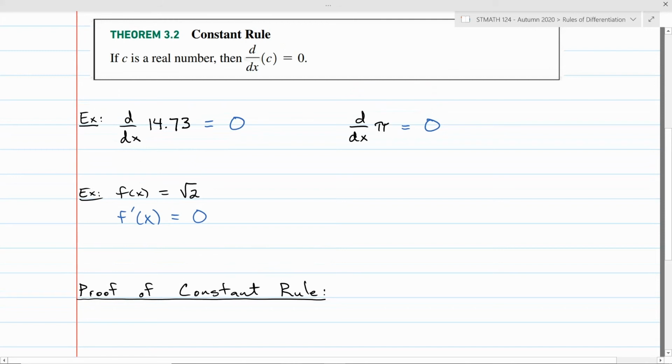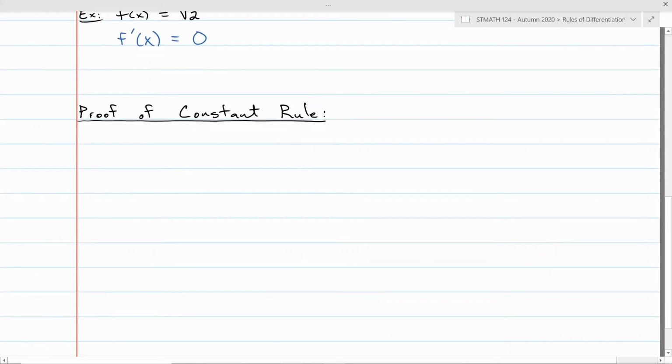I'm not going to go through and prove every rule that we come across, but I will prove some of them because I want you to get connected back to the definition of things and understand that all these rules can be deduced. They're not magical. So why is the derivative of a constant equal to 0? Well, let's take a quick proof. Let's see if we can prove it real quick.